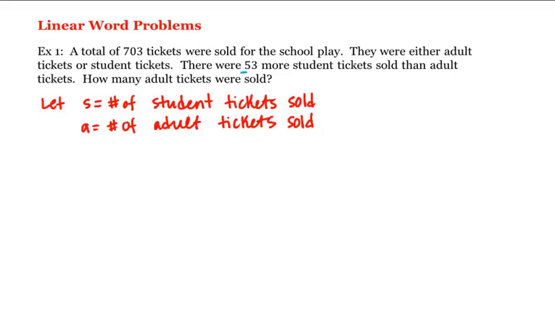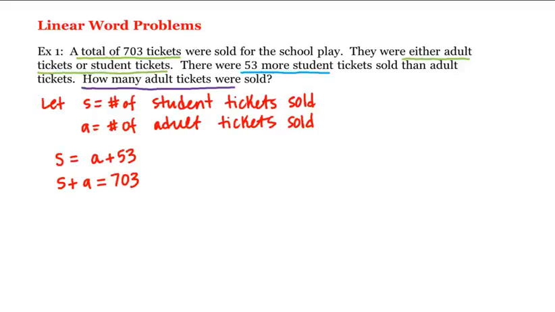Now we're told that there were 53 more student tickets sold than adult tickets. That is, S, which is the number of student tickets sold, is equal to A, which is the number of adult tickets sold, plus 53. There's 53 more student tickets sold. Moreover, the total number of tickets sold was 703. And since they're either adult tickets or student tickets, that means that S plus A has to equal 703.